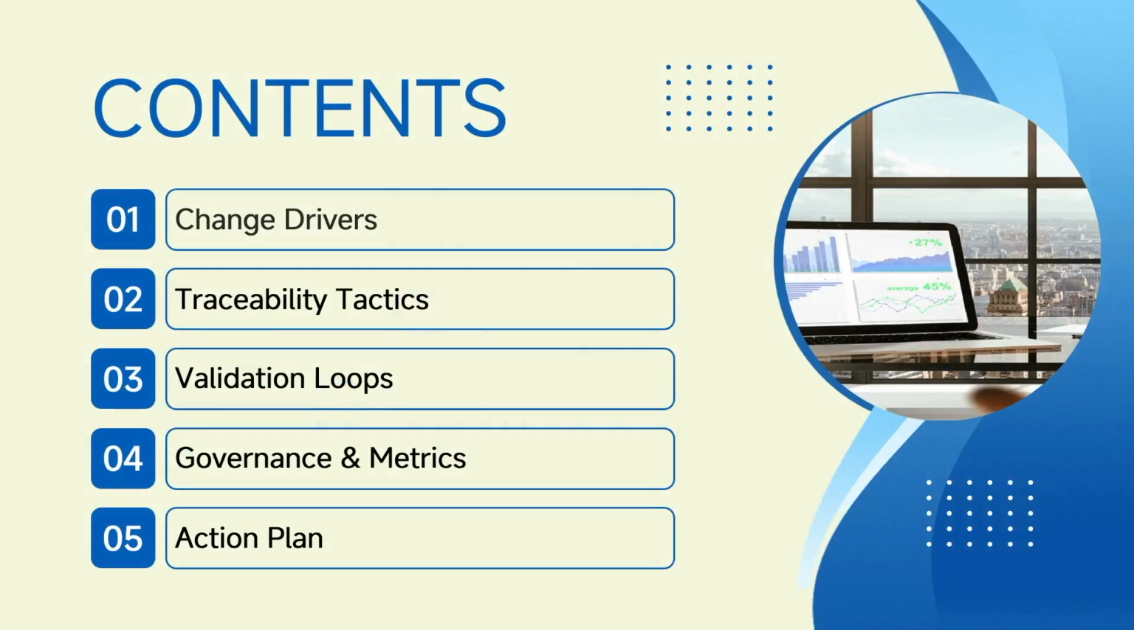In this lecture, we'll look into managing changing requirements. The agenda of this lecture is going to be: one, change drivers, so what makes the requirements change? Second is the traceability matrix and its types. Third is going to be the validation loops. Fourth, the governance and metrics associated. And fifth is going to be the action plan that could be adopted.